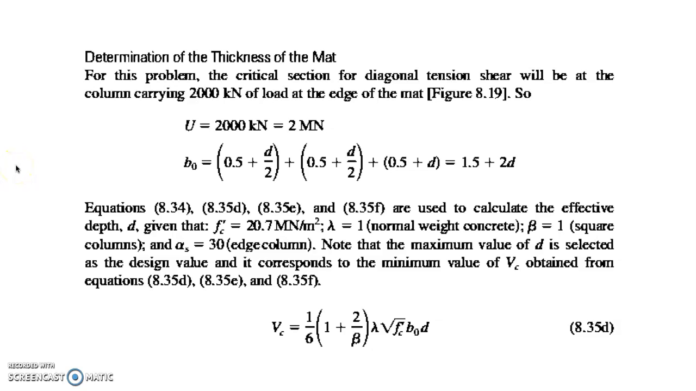Okay, let's continue our discussion. We're going to determine the thickness of the mat. So for this problem, based on the plan of the mat foundation presented a while ago, the critical section for diagonal tension shear will be at the column carrying 2000 kilonewton of load at the edge of the mat.